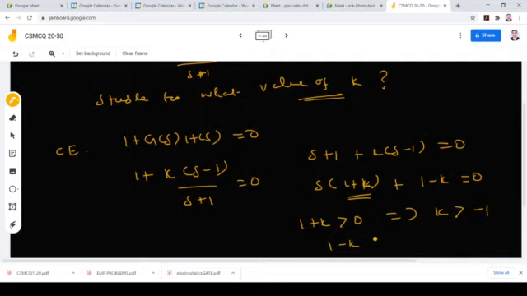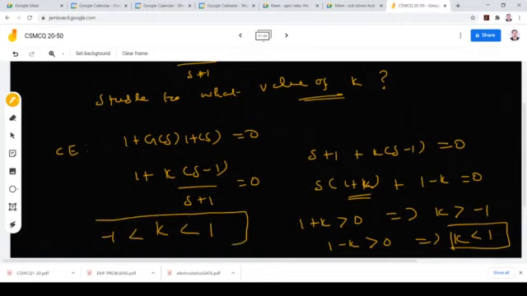Similarly, 1 minus K must be greater than 0. This implies K must be less than 1. Clear? This K from this side means it will be less than 1. So what is the range of K? K should vary from minus 1 to plus 1.